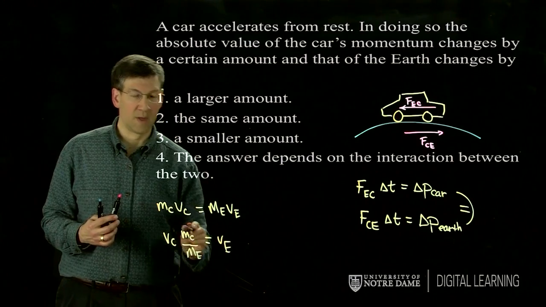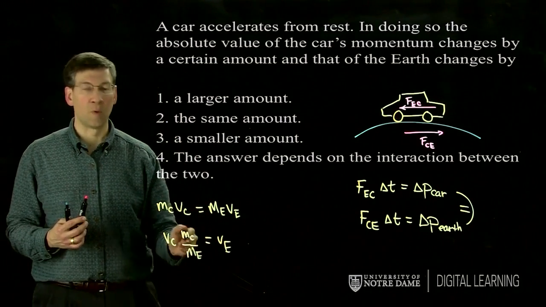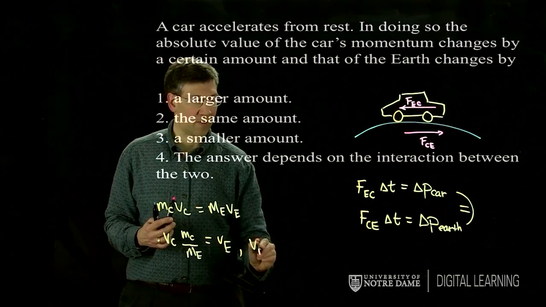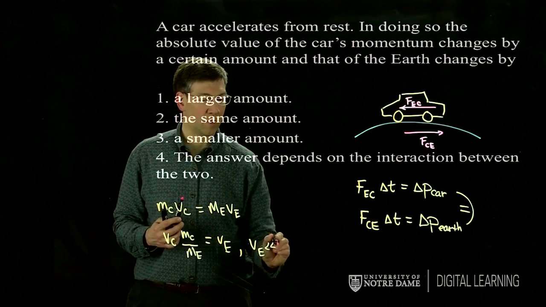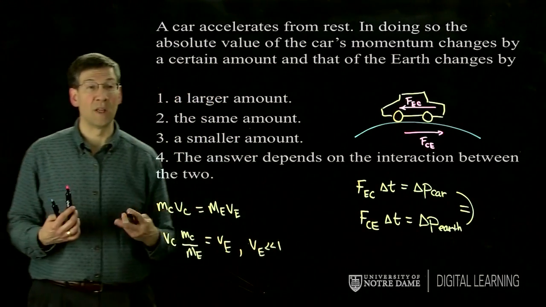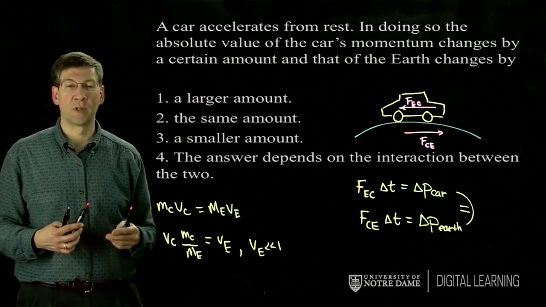And so since this ratio is a really, really, really small number, we can say that the velocity of the Earth is a really, really small number. And so we don't see the Earth whizzing away backwards as the car goes forwards.